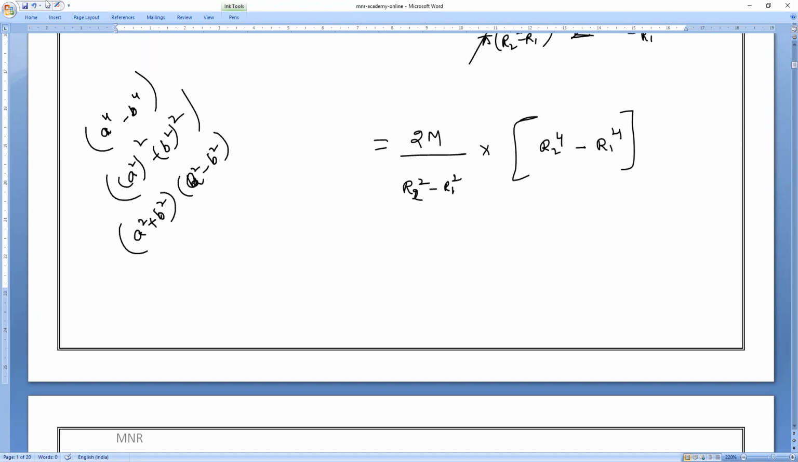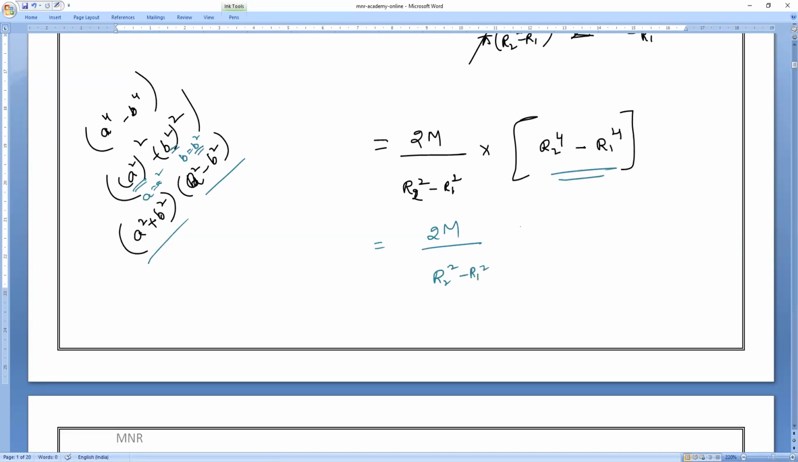Will you all accept? So that is what we can say, because here a means a square, b means b square. Is it okay, guys? Respond. Yes, sir. Same way I can write here 2m divided by r2 square minus r1 square.